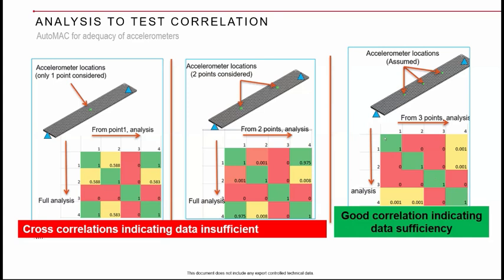So this is indicating that these are the three accelerometers that I need in the testing to pick these four modes adequately, so that I can utilize them in the validation stage for my analysis. That is the advantage of Automac.